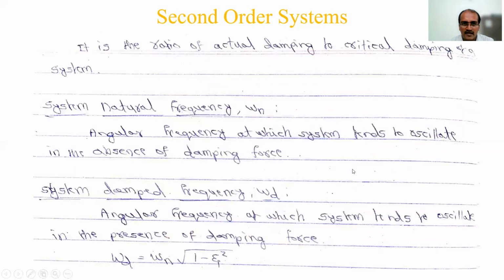Okay, the second description of this parameter: it is the ratio of actual damping to the critical damping of a system. We will define what is actual damping and critical damping. That is the first parameter. The second parameter we have defined is omega n, which is called the system natural frequency. N stands for natural and omega stands for frequency. System natural frequency is the angular frequency at which the system tends to oscillate in the absence of damping force. So what is the damping force? Zeta. Zeta is the damping. If it is not applied, your waveform will be uniform.